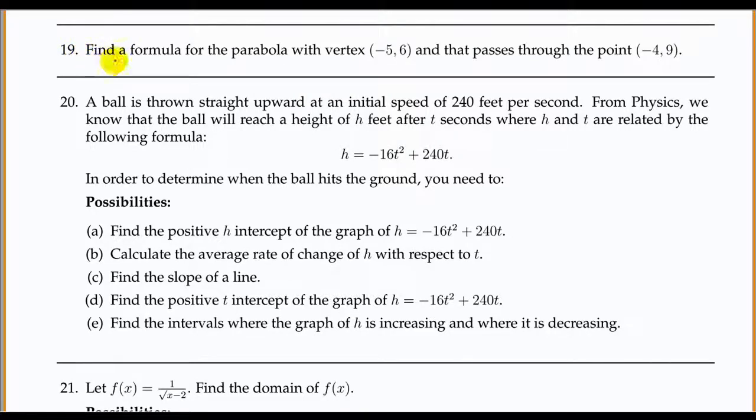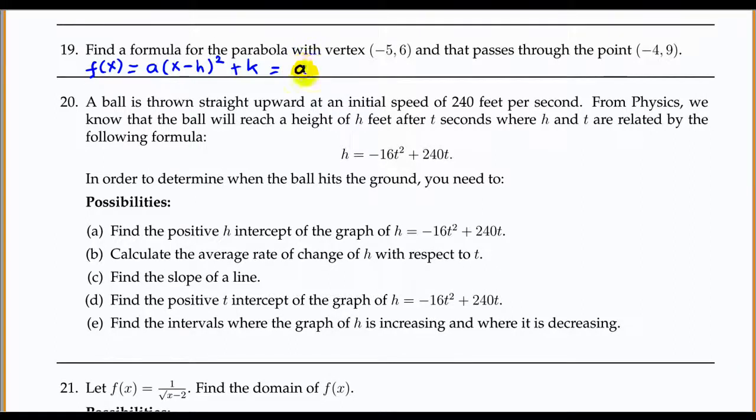Problem number 19. Find a formula for the parabola with vertex (-5, 6) and that passes through the point (-4, 9). Remember that the general formula of a quadratic function in vertex form is f of x equals a times (x minus h) squared plus k, where (h, k) is the vertex. So plug in the information about the vertex.